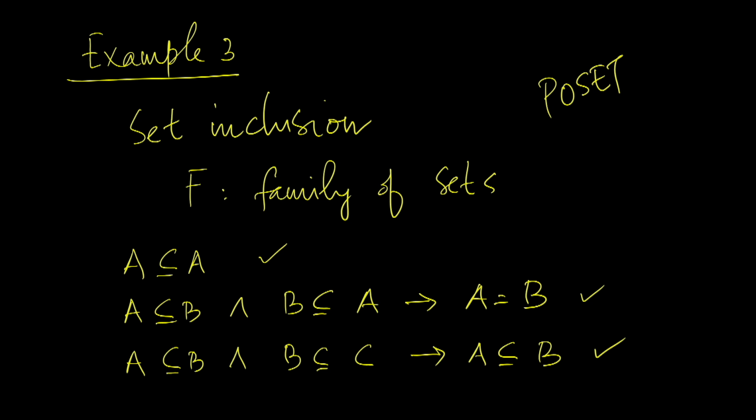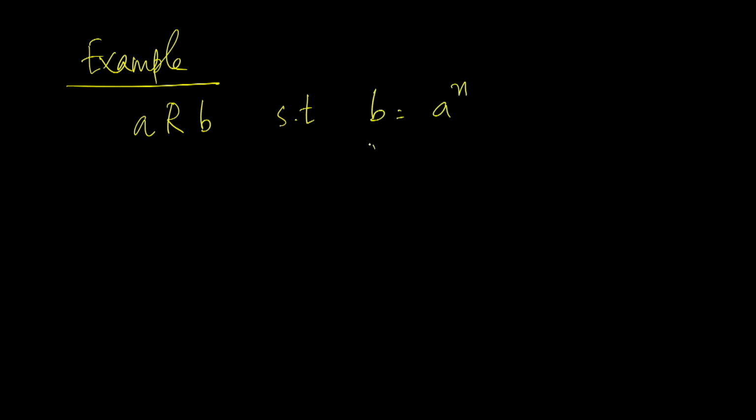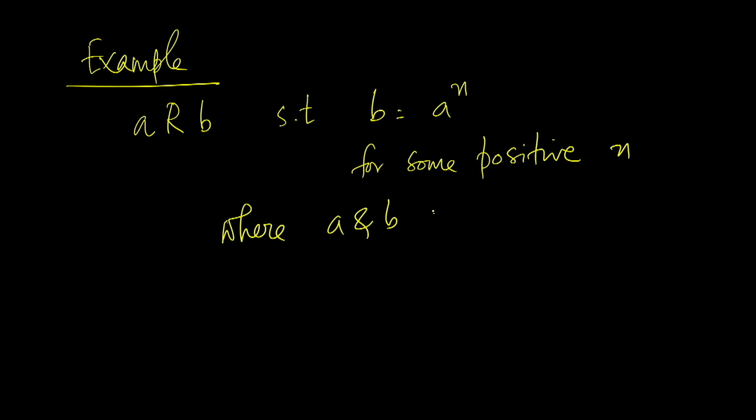The family of sets F along with the subset or equal relation forms a poset. Another example is a relation ARB such that B equals A to the power n for some positive integer n, where A and B are natural numbers. So, we are considering a relation on natural numbers. We say that ARB if B equals A to the power n.